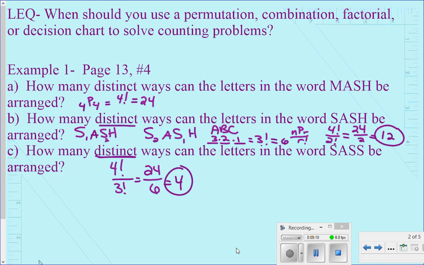So that's how you deal with words with repeating letters. The number of letters in the whole word, factorial, divided by the repeating letter, the number of times it occurs, factorial. Now, if there was a second letter, let's say there were 2 A's as well in this word, I would have an additional 2 factorial to represent the 2 A's. And that's how you would deal with that.